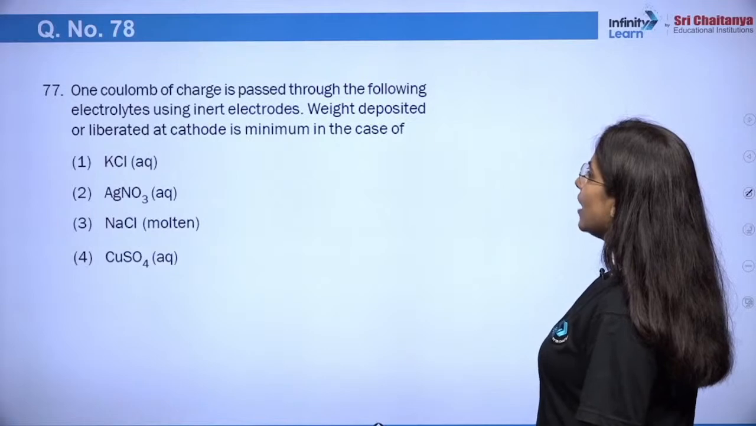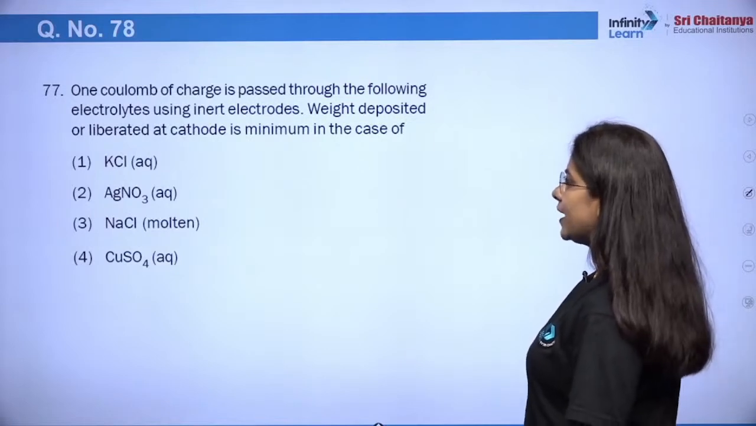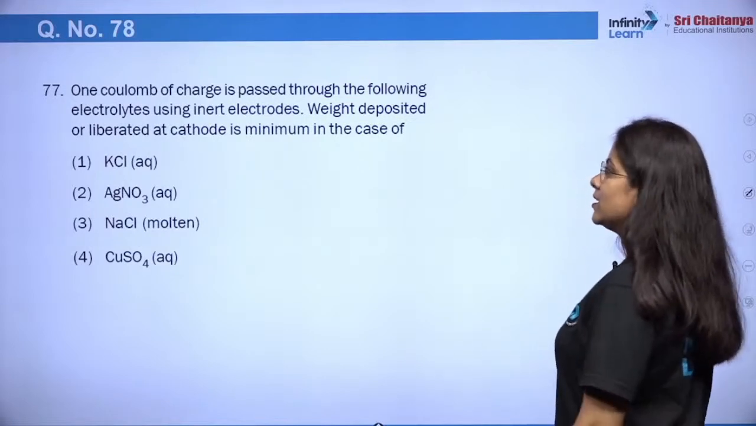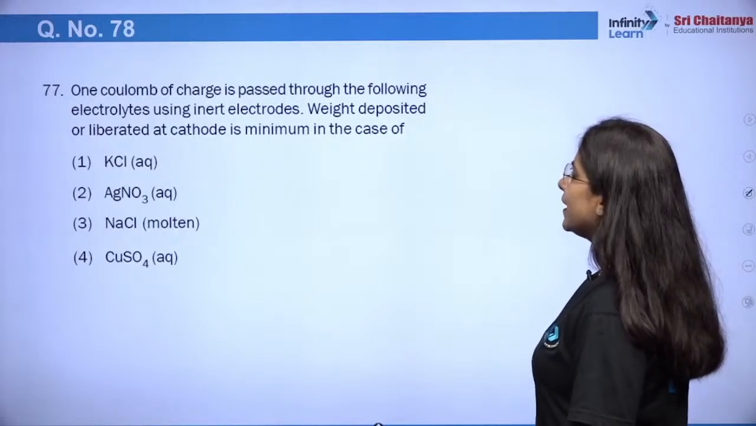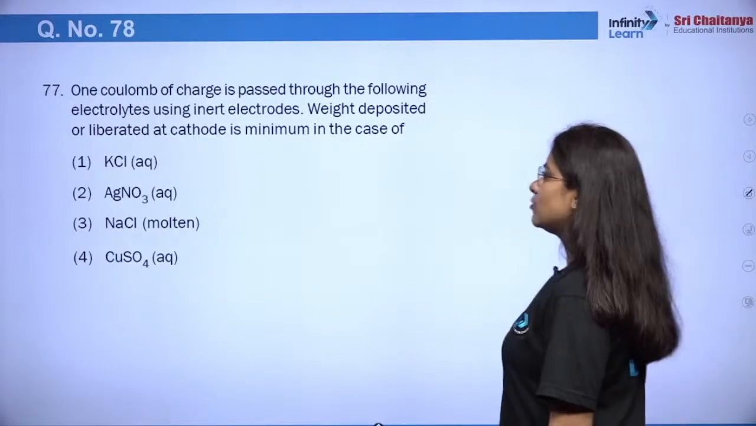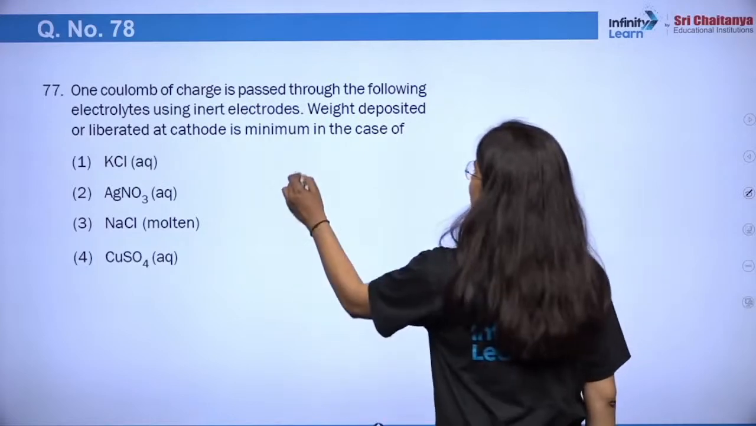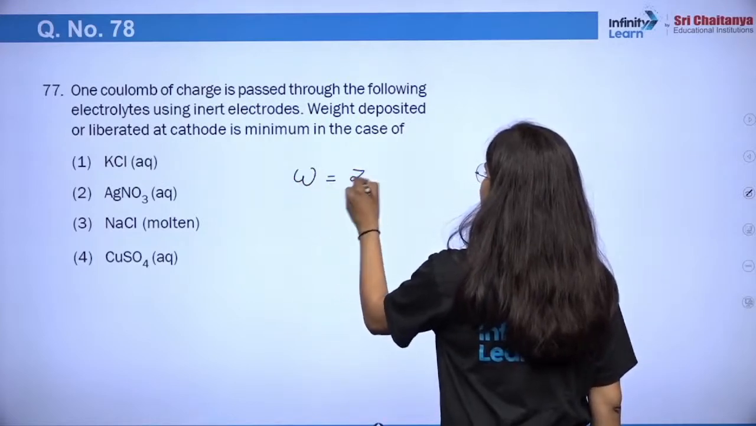1 coulomb of charge is passed through the following electrolytes using inert electrodes. Weight deposited or liberated at the cathode is minimum in case of. So what is the formula for weight? Weight is equal to ZIT.